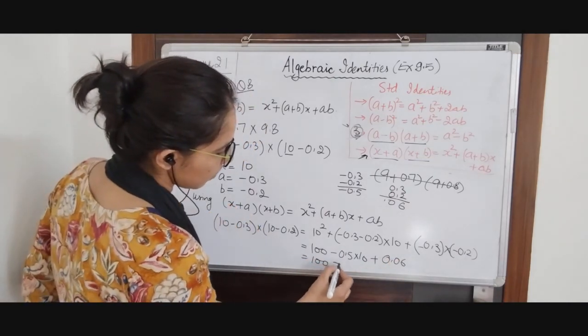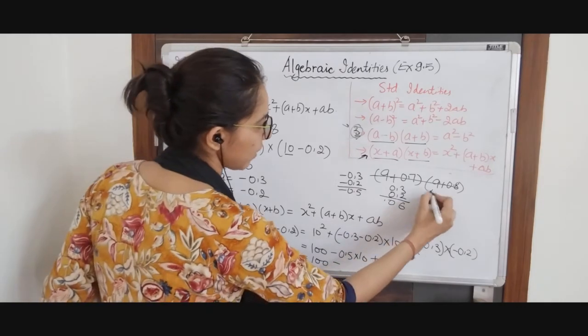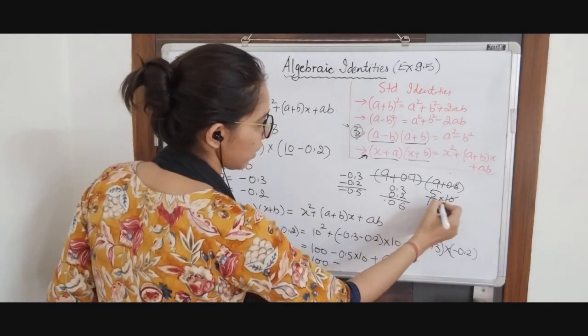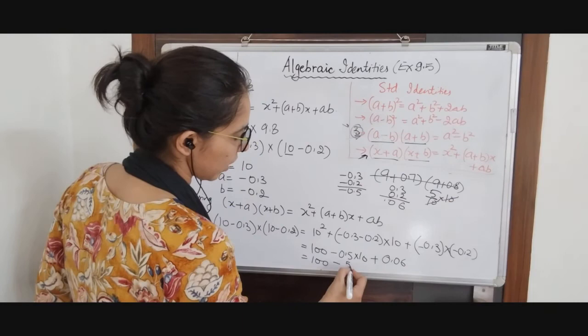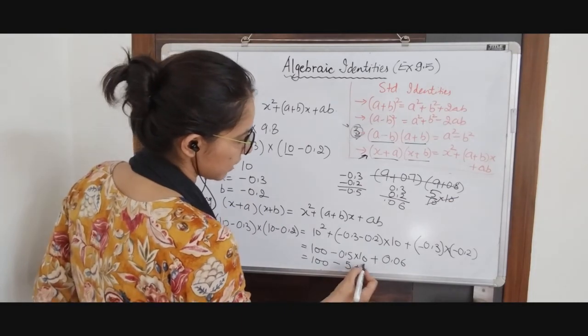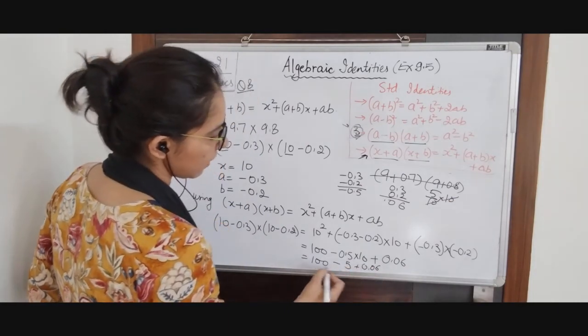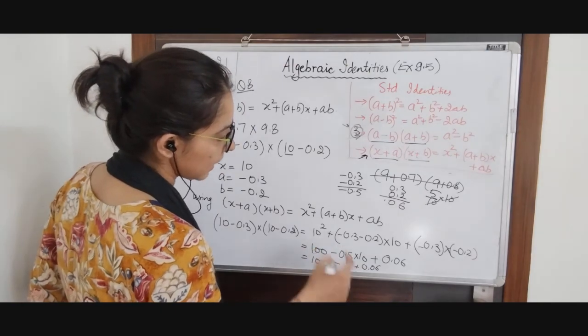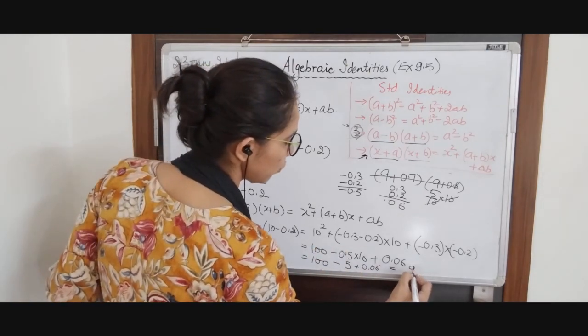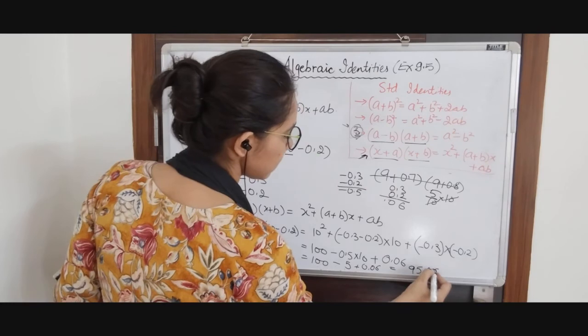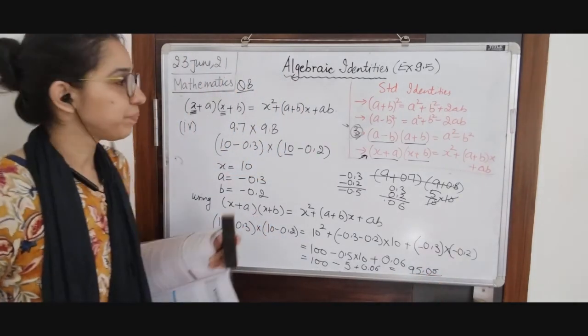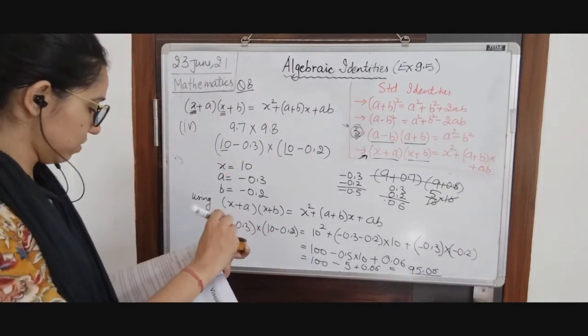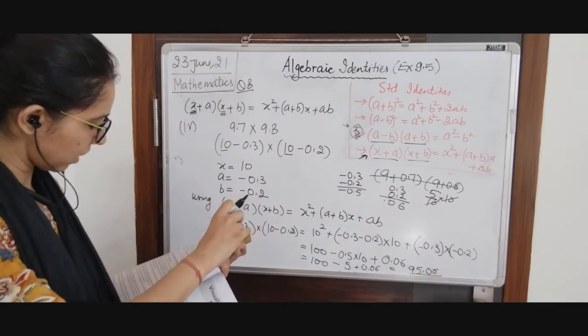Now we are going to further simplify. This is 100 minus 0.5 into 10. 0.5 is 5 by 10. It is 10, so it is going to get cancelled and I am left with minus 5 plus 0.06. 100 minus 5 is 95. 95 plus 0.06 is going to be 95.06. So with this we have completed our exercise.